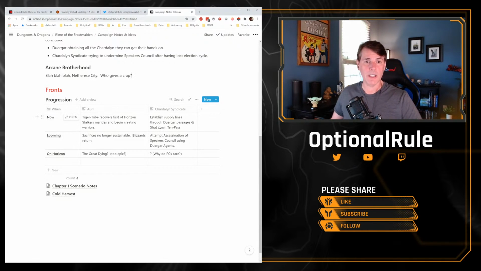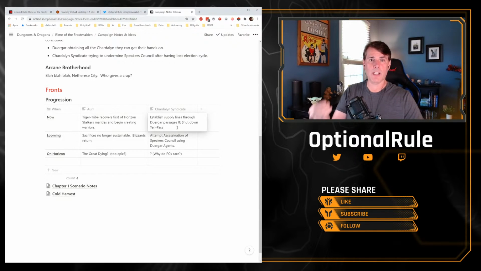Over in the Charterland Syndicate plotline, I'm trying to tease that right now the Charterland Syndicate is trying to establish their own supply lines by bringing carts through the Underdark to supply food and other supplies to the 10 towns, and at the same time cut off the legitimate Speakers Council supply lines, which is once a month during the full moon. They run one big supply caravan out of Icewind Dale to bring people out and bring supplies back in.